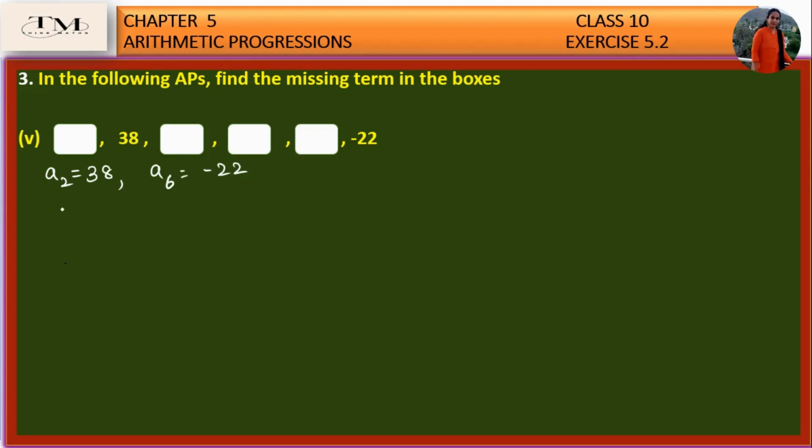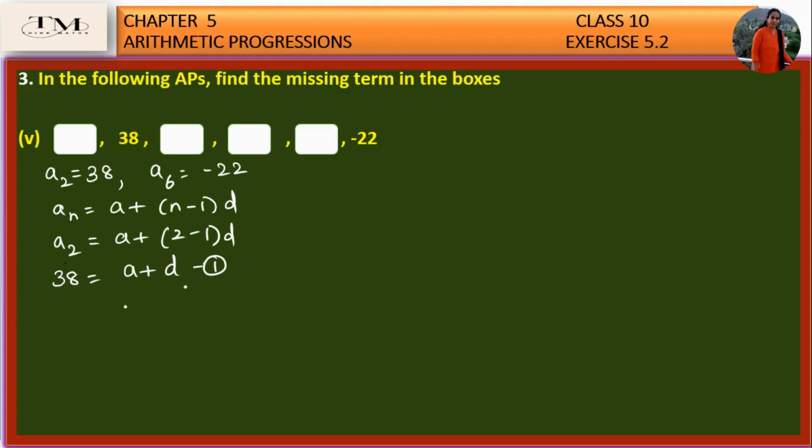Okay. So we know AN equal to A plus N minus 1 into D. So A2 is given. So I am writing A2. A plus, instead of N we wrote 2, so it is 2 minus 1 into D. A2 is given as 38. So 38 equal to A plus 2 minus 1 into D. So this is the first equation.